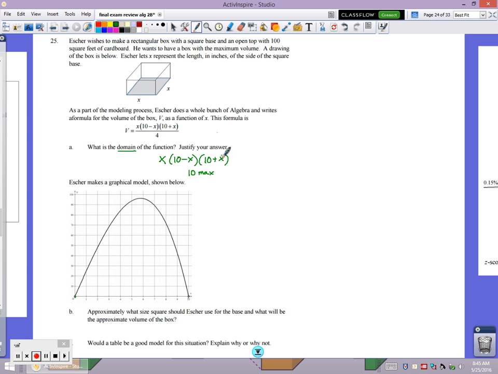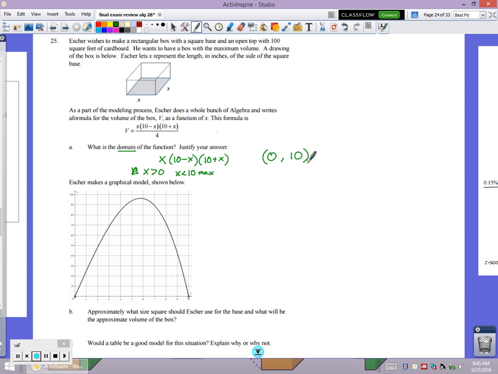If I plugged a negative number in here, then that would make it negative. So I don't want any negative numbers. So I want x values greater than 0, and I want them to be less than 10. So a good interval would be between 0 and 10. If it equaled 0, that wouldn't really make sense because then you wouldn't have a box. So I would say it's not equal to 0 and not equal to 10, but anywhere in between there.